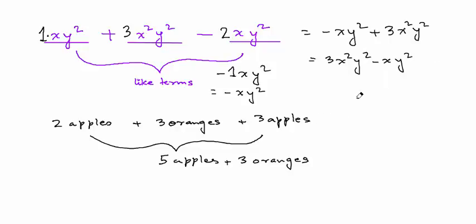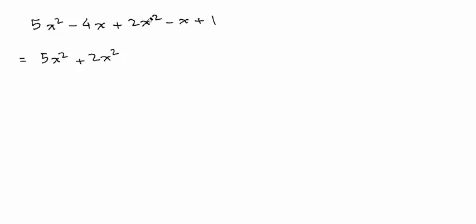Let's try a couple of examples, combining like terms. Let's say we have 5x squared minus 4x plus 2x squared minus x plus 1. Your first job is to bring the like terms together. x squared and x squared are like terms, so you do a 5x squared plus 2x squared, bring them together, make them sit next to each other. You are allowed to do that, something called the commutative property of addition.